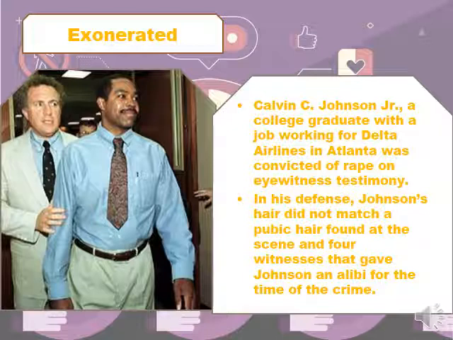This is an individual, Calvin C. Johnson Jr. If you look at it, the individual was convicted of rape on eyewitness testimony. Primarily, Johnson's defense was, one, the hair that was found was not a match for the pubic hair found at the scene of the crime. In addition to that, 4 witnesses gave Johnson an alibi. But if you notice, the element of eyewitness testimony has a lot of weight.